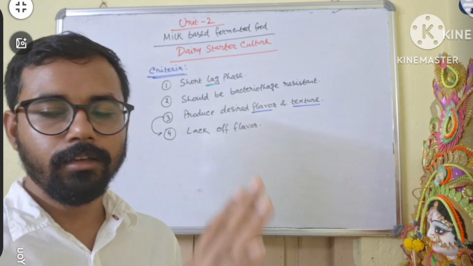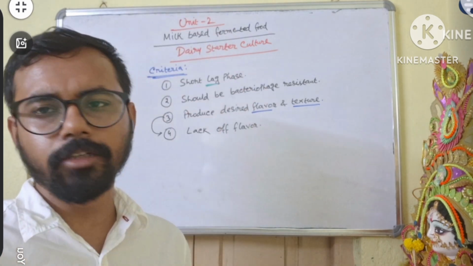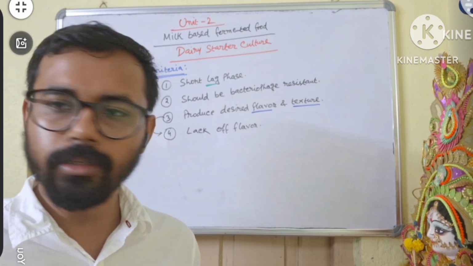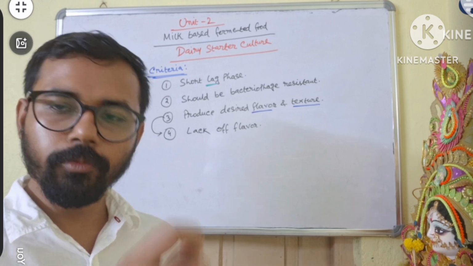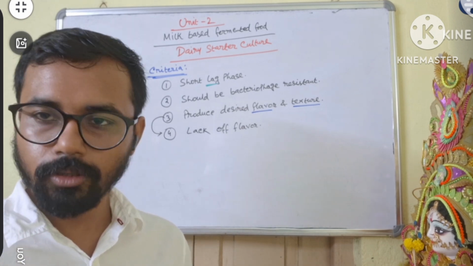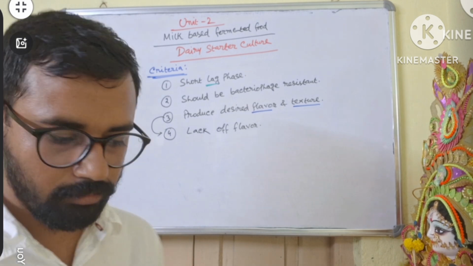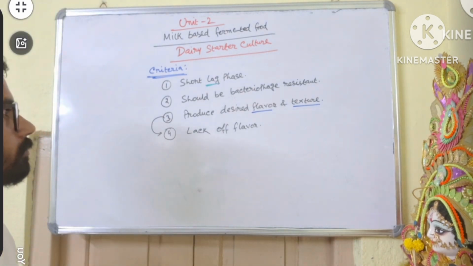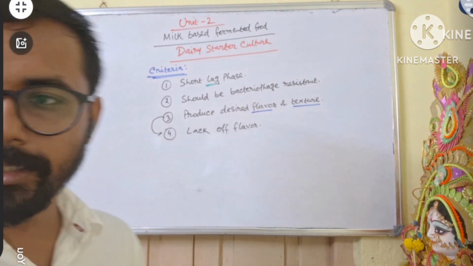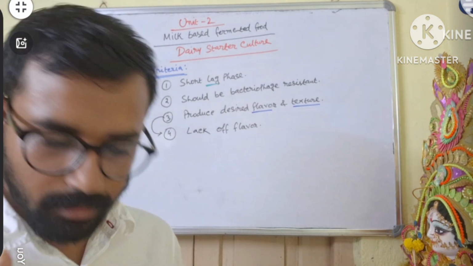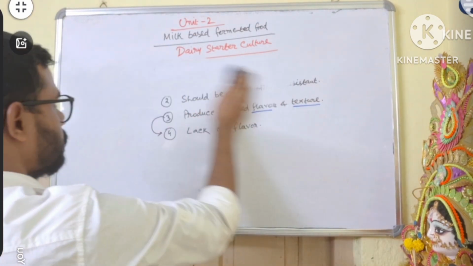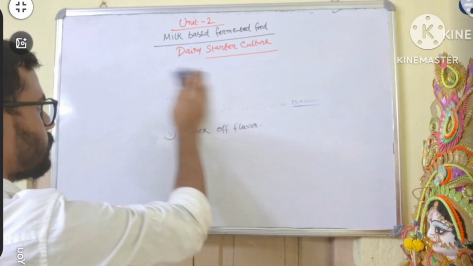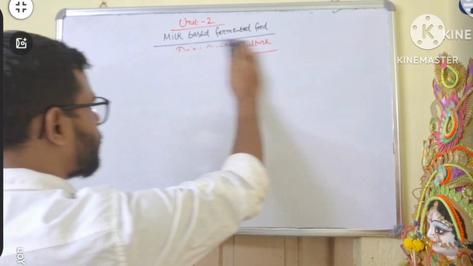LAB, lactic acid bacteria, has 30 to 40 genera, but we cannot use all of the genera to make fermented food, right? So for that we need some strict criteria, and those criteria are written here. The basic part is clear: what criteria dairy cultures should have. Next, we now start the production process using the dairy starter culture.